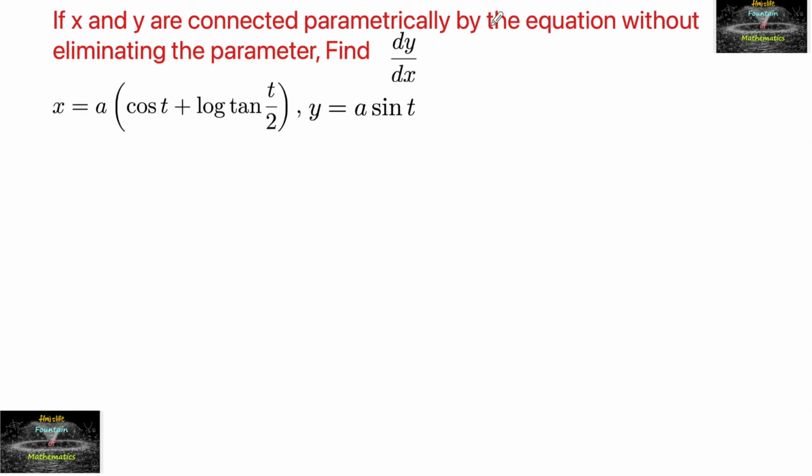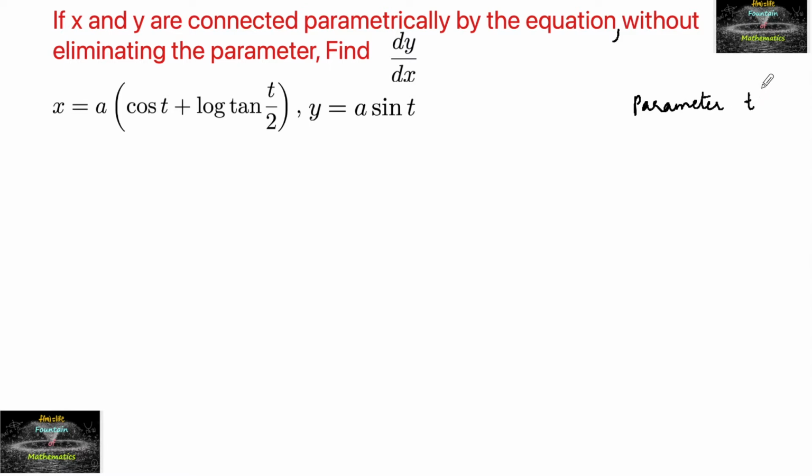If x and y are connected parametrically by the equations, and without eliminating the parameter, find dy by dx. So here x is equal to a times cos t plus log of tan t by 2, and y is equal to a sin t. Both x and y are connected with the parameter t.